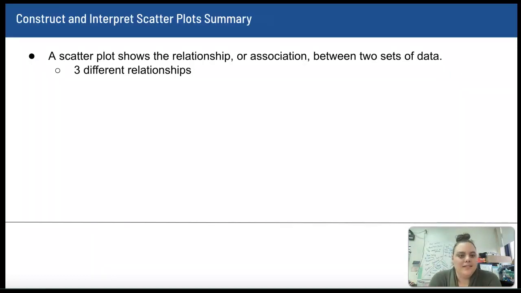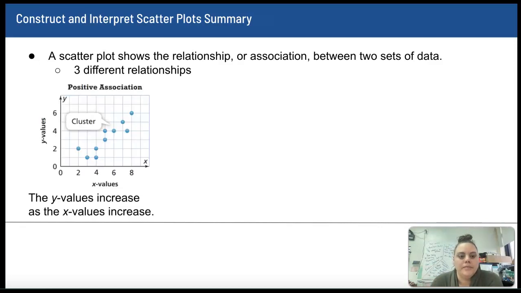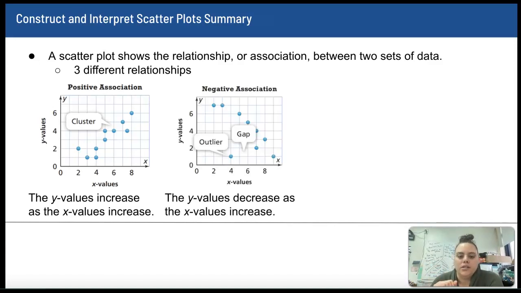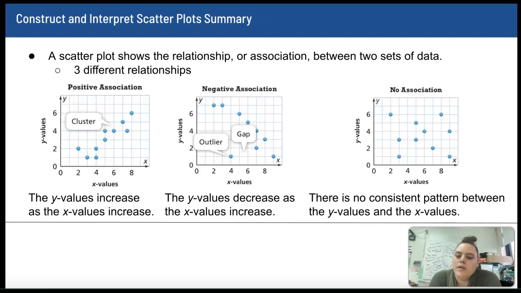To summarize our lesson here, a scatter plot shows the relationship, or what we call association, between two sets of data. So we have three different types of relationships. We have a positive association, where the y values increase as the x values increase. A negative association, where the y values decrease as the x values increase. Or no association, where there is no real pattern between the y values and the x values. We can also see some of those vocabulary words being pointed out on the positive and negative associations, with the cluster of points, the gap in the negative association graph, and its outlier.